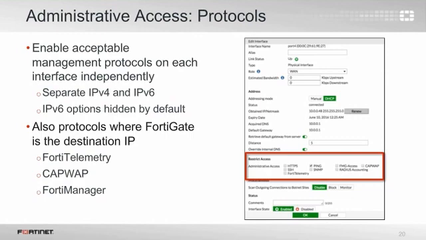IPv4 and IPv6 protocols are separate. It's possible, for example, to have both IPv4 and IPv6 addresses on an interface, but only respond to pings on IPv6. However, IPv6 is hidden in the GUI by default. How do you show IPv6 settings?